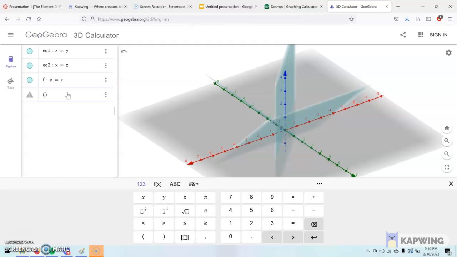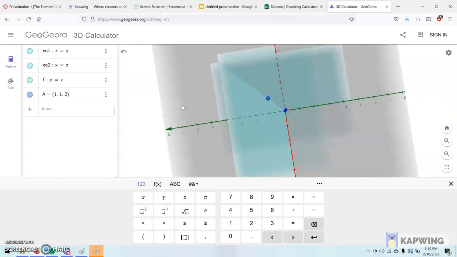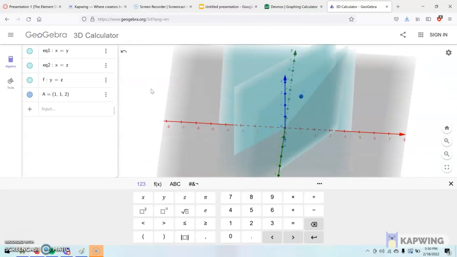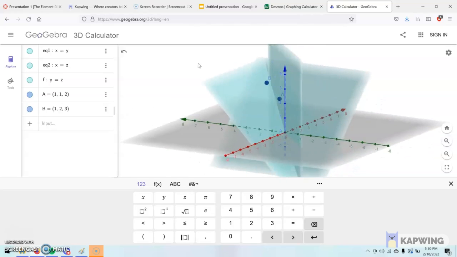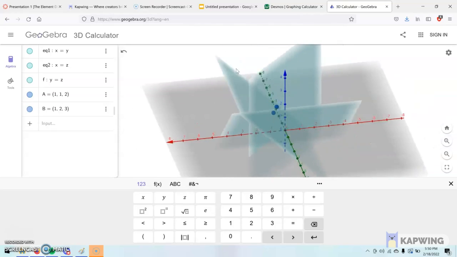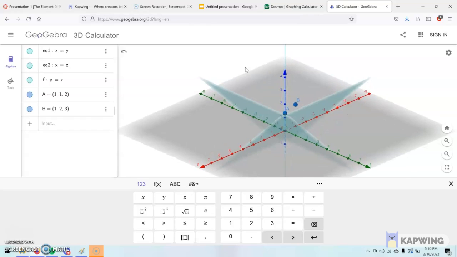So then if we do (1, 1, 2), as you can see it falls on one of the planes, so that point must not be distinct. But if you have (1, 2, 3), it falls between planes, but not on one of the planes, so it must be distinct.